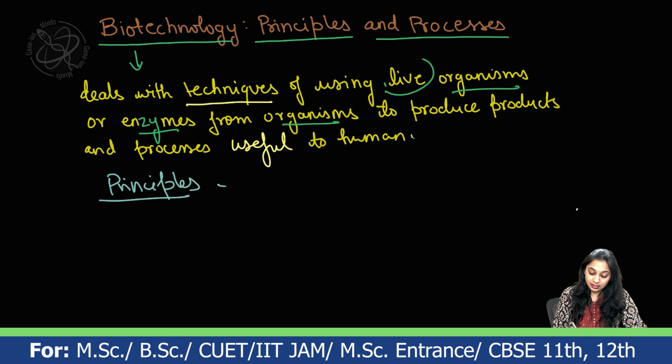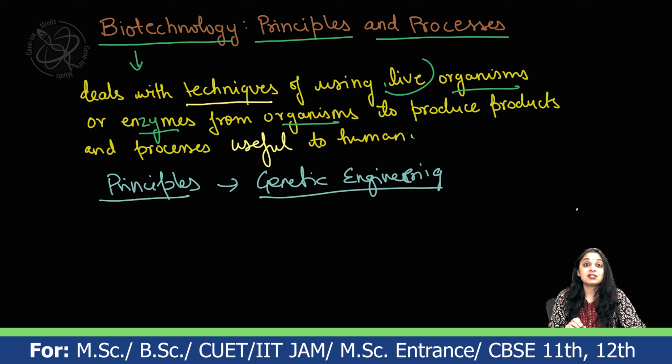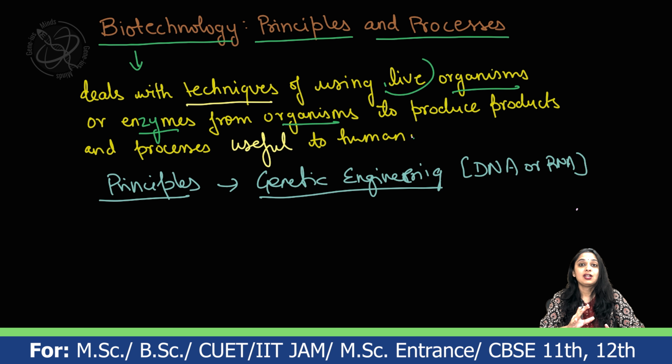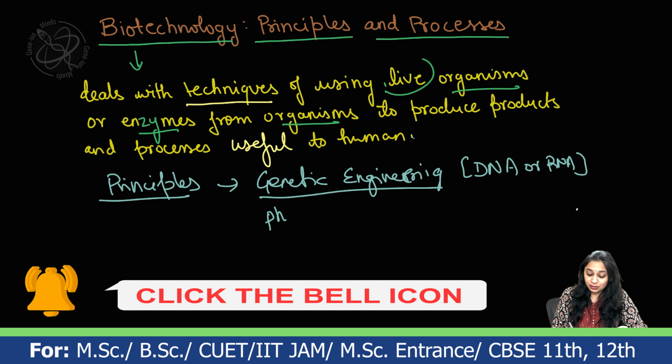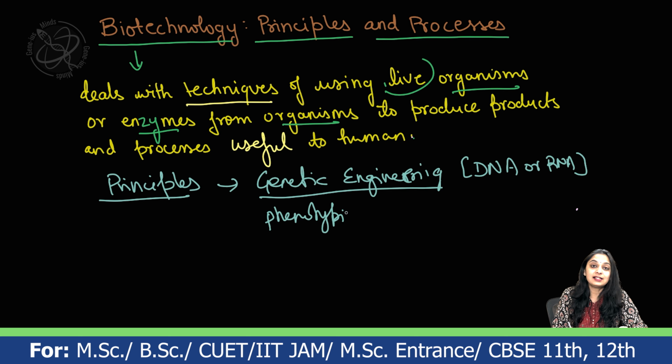Now when we talk about the principles of biotechnology, there are many, but the very important ones are, the first one is genetic engineering. Genetic engineering stands for the manipulation of the chemistry of either the DNA or RNA. So you are going to change the chemistry of the DNA or RNA, synthesize some new molecule and introduce it into a new organism to change its phenotypic characters, that is, physical characters. Very important principle of biotechnology.